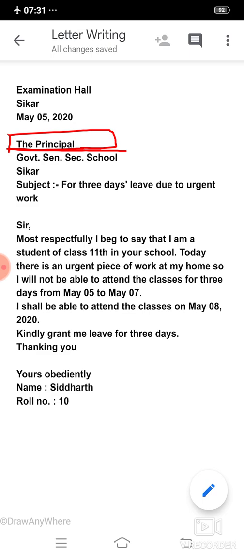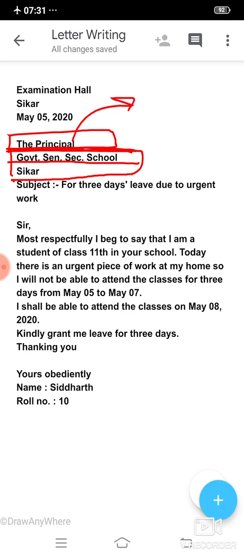Remember students, if the school name is not given in the question, in that condition we have to write only the name of a government school. Although this is not a rule of writing, generally it is written in this way only. There may be some reason behind it which can be explained in the classroom. The Principal, Government Senior Secondary School, Sikar.